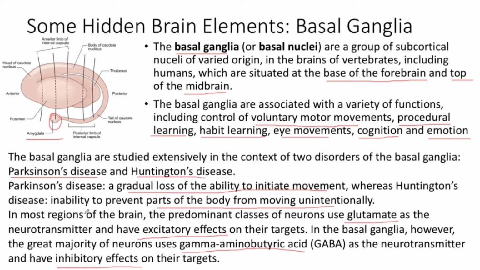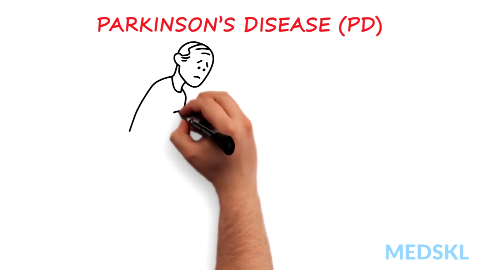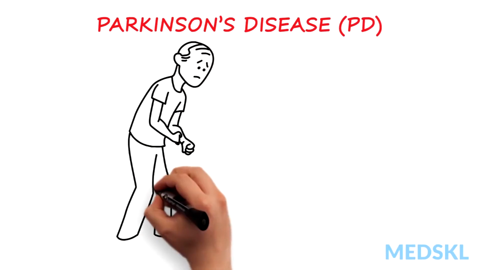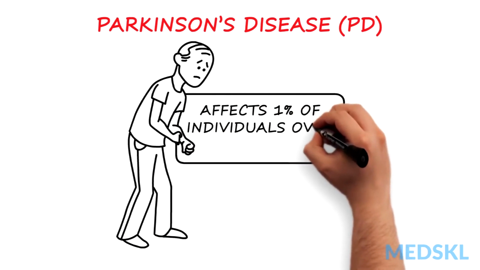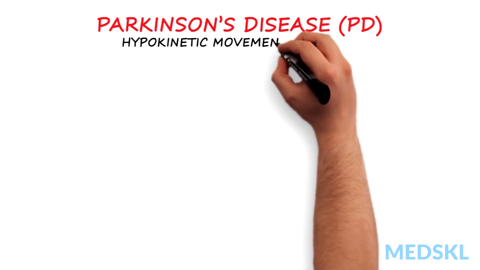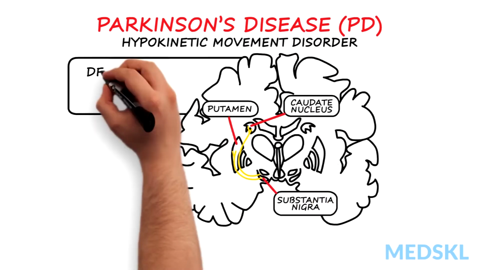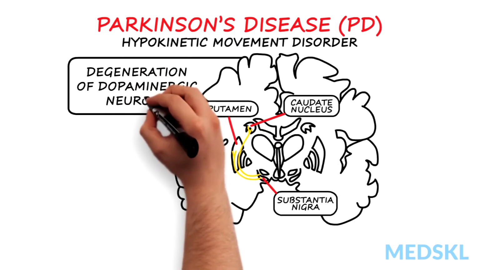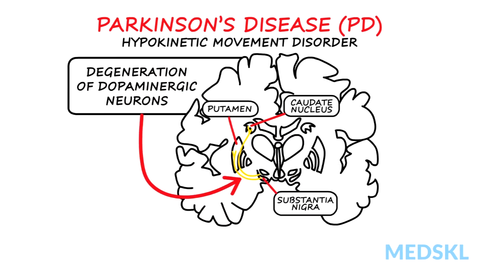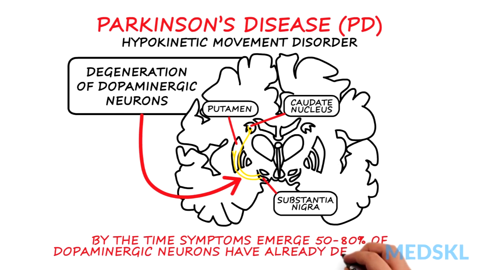So if you just see some of these basic diseases, for example, what happens in Parkinson's disease. You can see it in a very small video. Parkinson's disease, or PD, is the second most common neurodegenerative disorder after Alzheimer's disease, and affects 1% of individuals over the age of 65. It is classified as a hypokinetic movement disorder, and occurs due to degeneration of dopaminergic neurons that project from the substantia nigra in the midbrain to the basal ganglia. The initial precipitant of neuronal death is unknown, and by the time symptoms emerge, between 50 to 80% of dopaminergic neurons have already died.